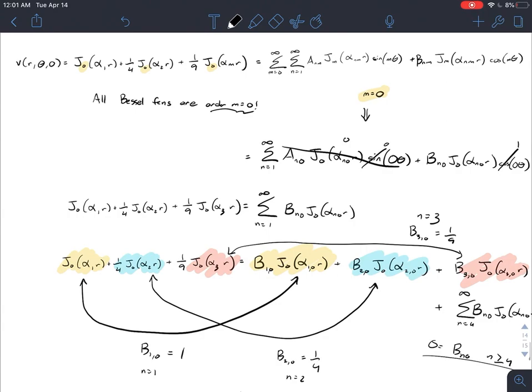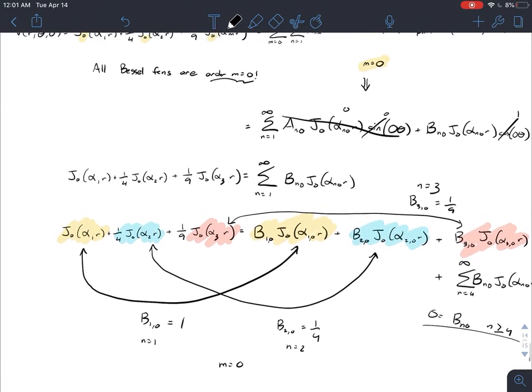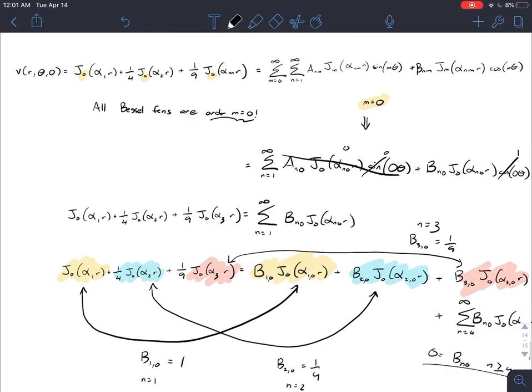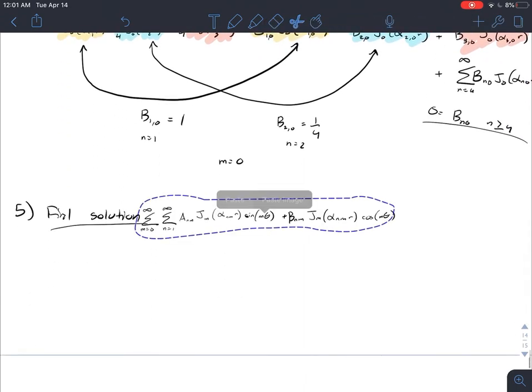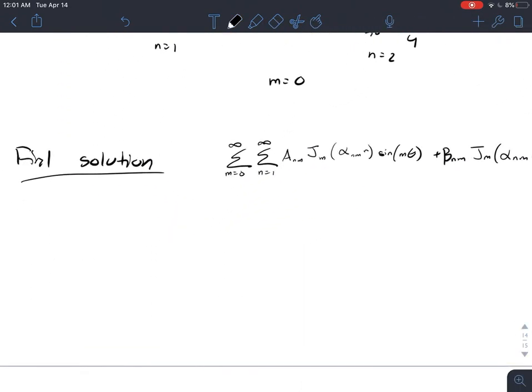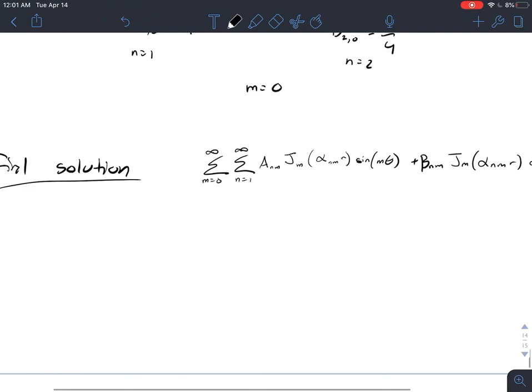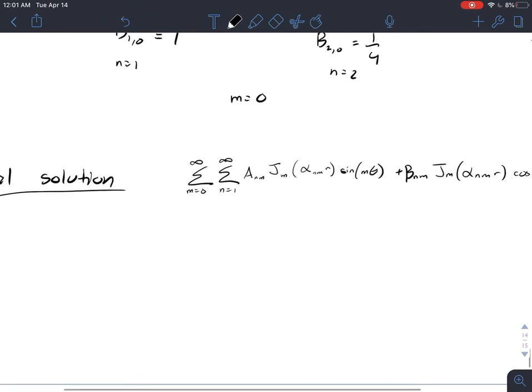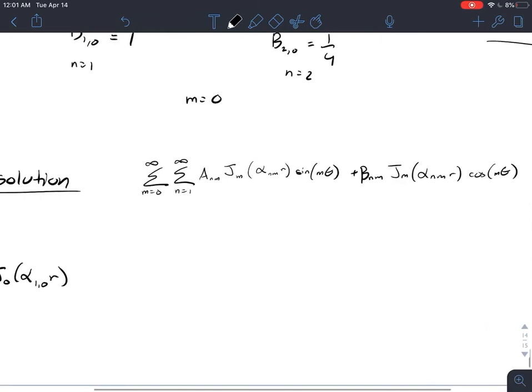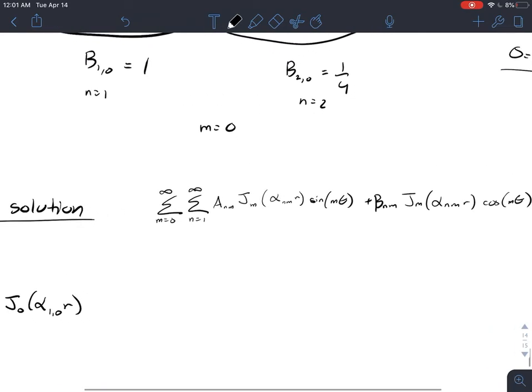So in the final step of this problem, we isolated the specific cases for m equal to 0 and then n equal to 0. So if we take a look at our general solution, which I'm going to bring down here real quick so we can reference it while we're copying down our answer, we know that we have 3 terms, n equals 1, n equals 2, and then n equals 3, and all 3 of those correspond to m equals 0. So therefore, our final solution is going to be j0, alpha 10r, and then we know that cosine of 0 is 1, so we can just move on with our lives there. But we also have that time dependency term, so we cannot forget that.